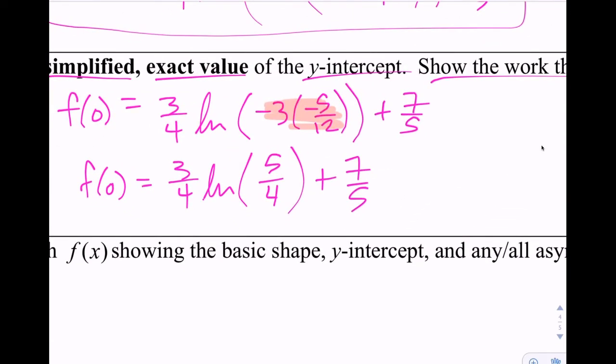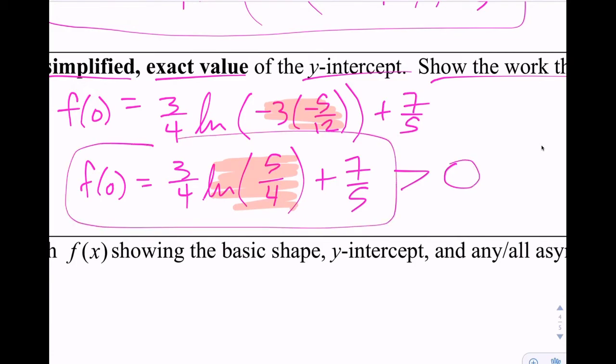Can we do anything with that? Do we know what the natural log of 5/4 is? No. But I do know that the natural log of 5/4 is what type of number? It's positive, because the natural log of any number greater than 1, and 5/4 is greater than 1, is going to be a positive number. So is the y-intercept positive or negative? Positive number times a positive number is a positive number, plus a positive number is a positive number. So you didn't have to show this, but that is greater than 0. This is where you got the check right there. That was the second check.